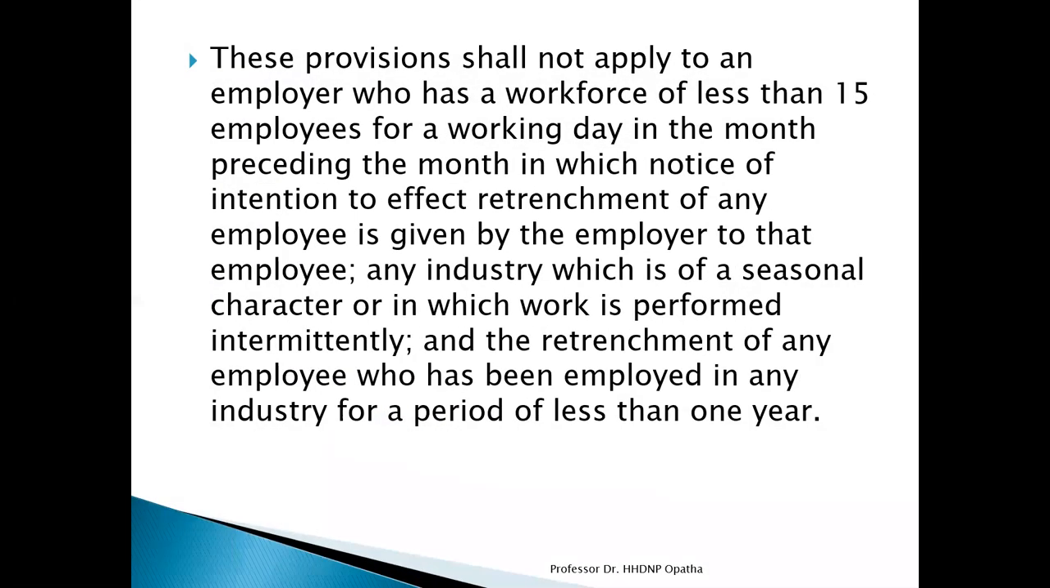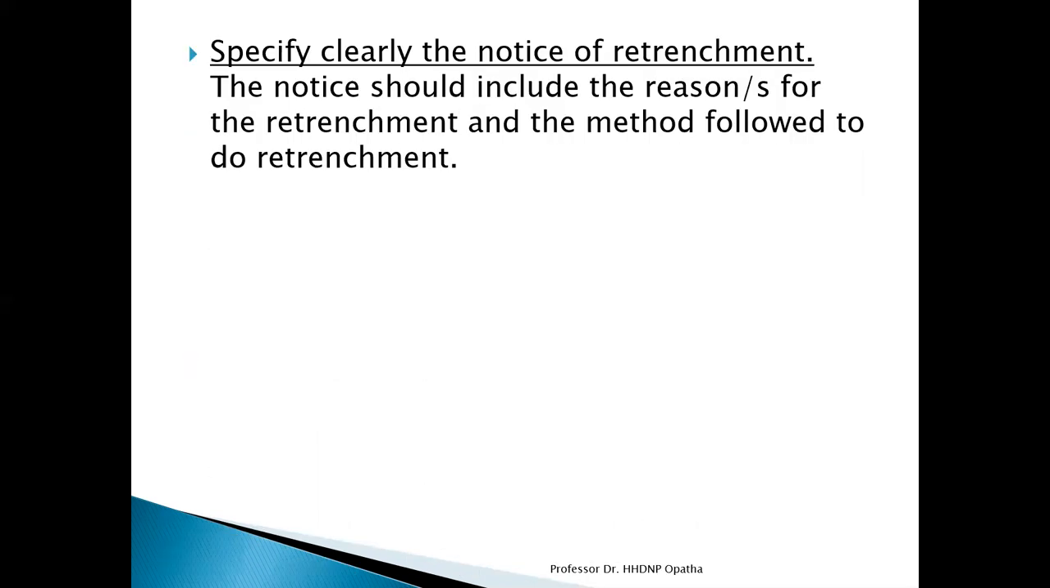Also the seasonal effect. Any industry which is of a seasonal character, like tourism, in which work is performed intermittently. For several months there is a peak, for several months there is a down, like the printing industry, tourism industry, maybe fishing industry.